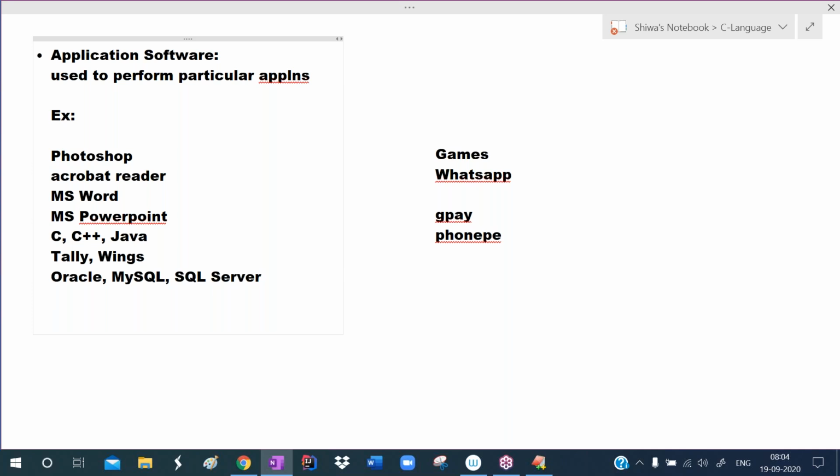Okay, this MS Office, Acrobat Reader, Photoshop, all these come under application software only. See, regularly we are watching in the shopping malls. Shopping malls use their own software. Or every month when the electricity department person comes to our home and gives us the electricity bill, that is the electricity department software.